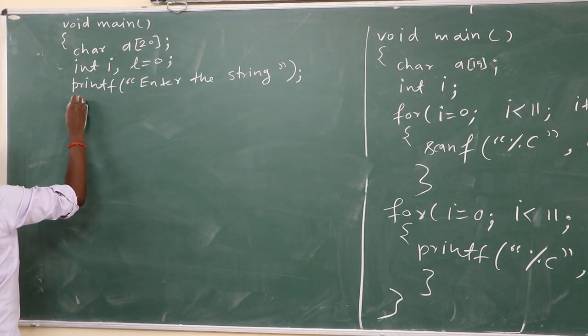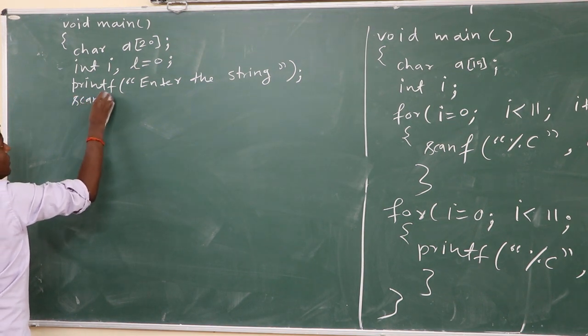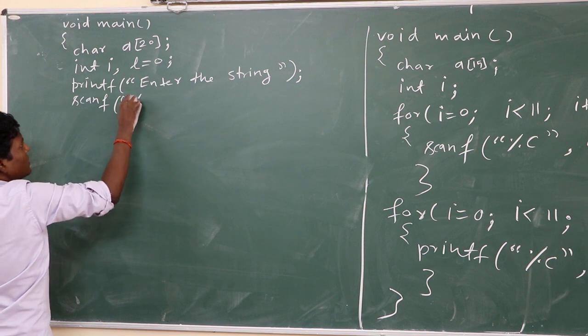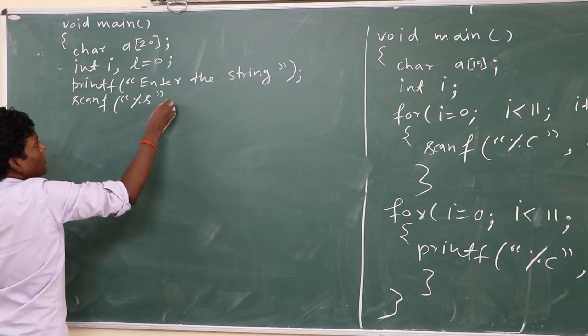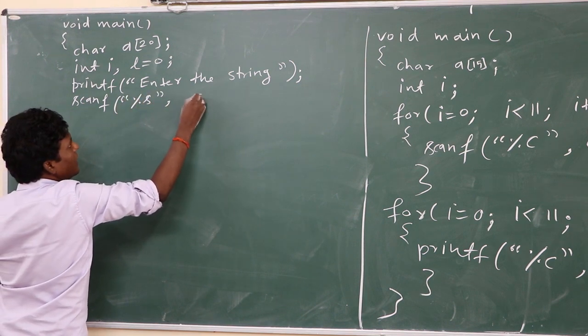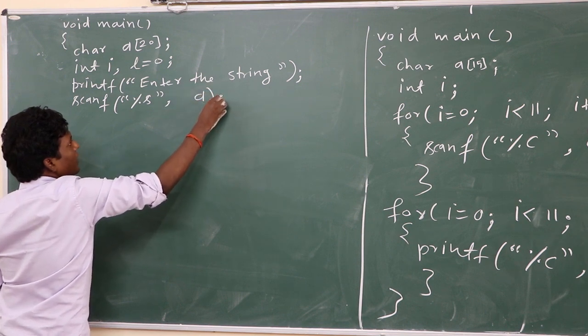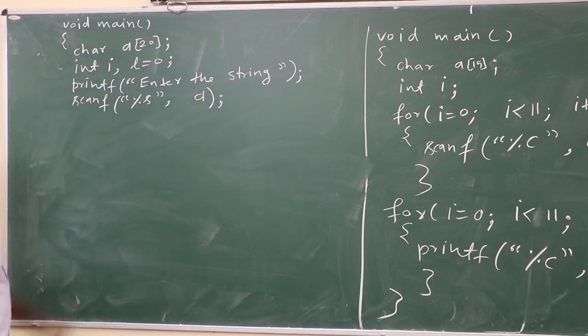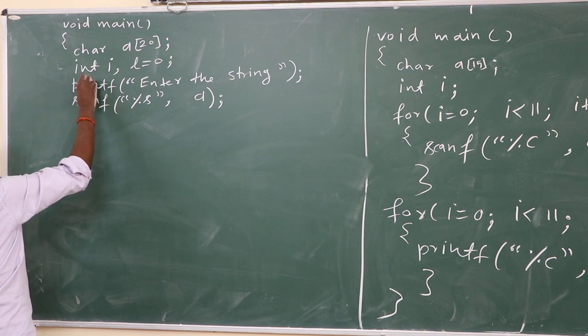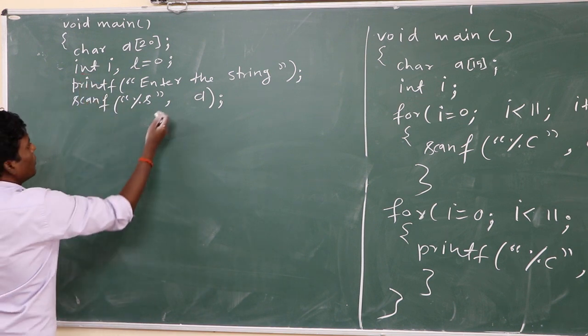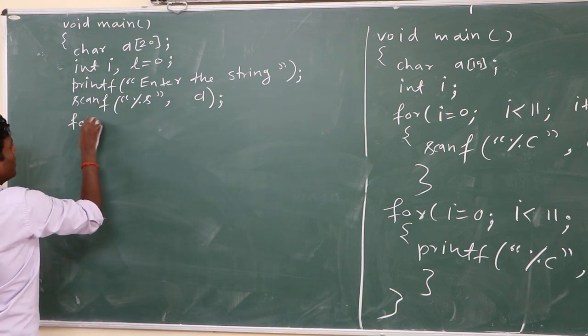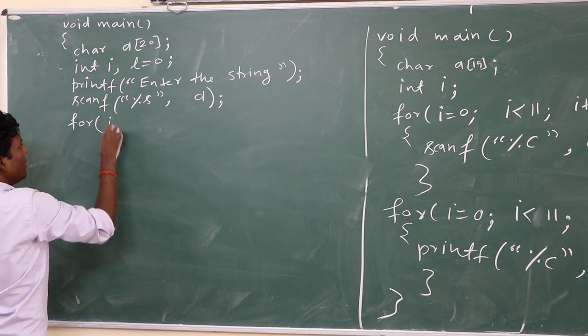Okay, so scanf %s a. String is inputted here. Class, string is inputted here. Now we are going to calculate the length of string.